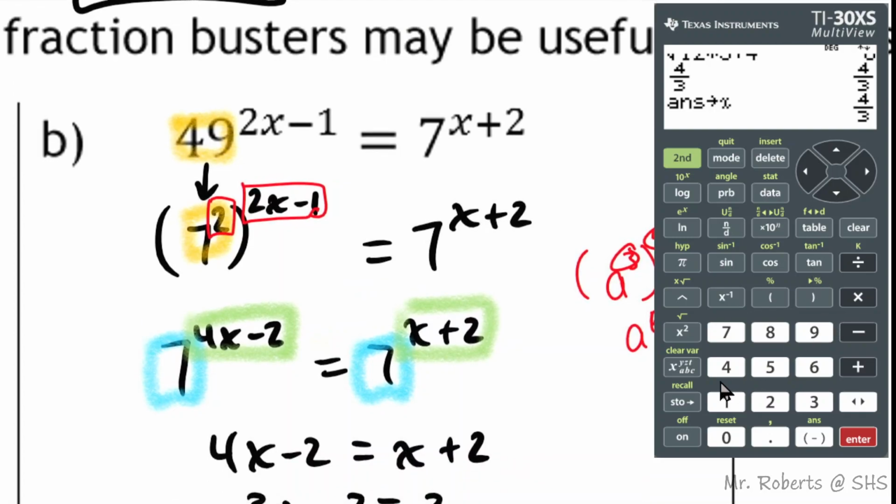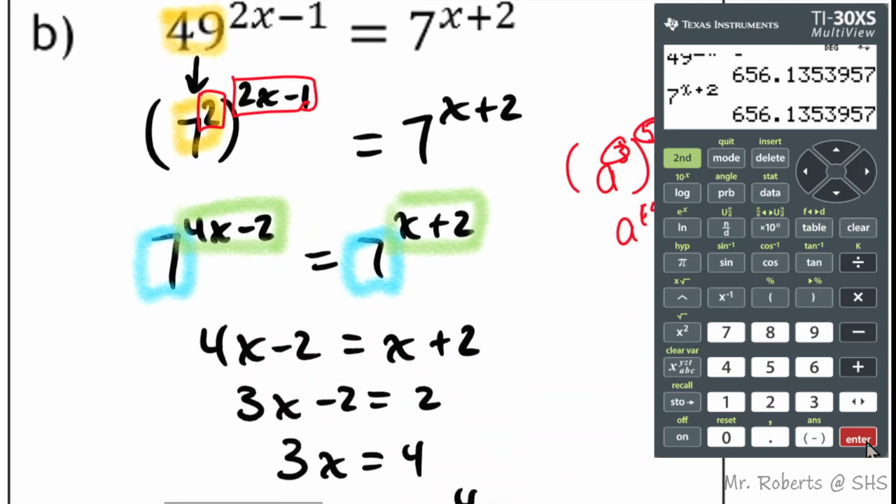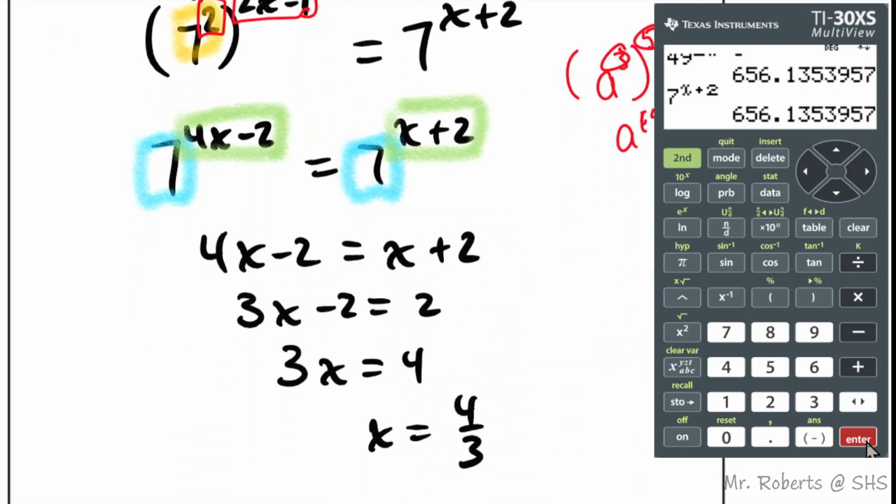I'm going to raise 49 to the 2x minus 1 power, and I get this number. And then on the other side, if I take 7 and raise that to the x plus 2 power, I get this value. So you can clearly see that when x is 4/3, both the left and the right-hand side are 656 and some change. So that value, x is 4/3, is producing equivalent expressions.